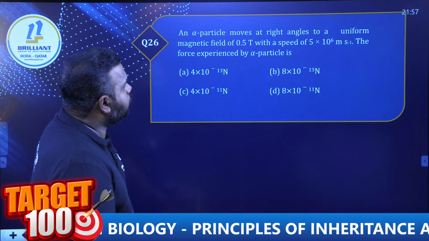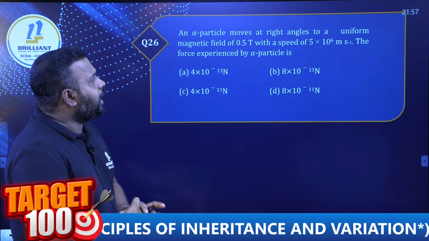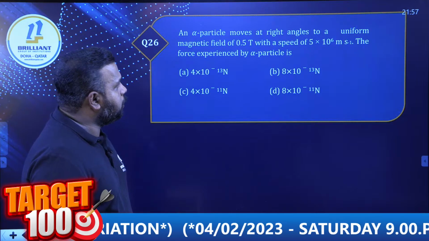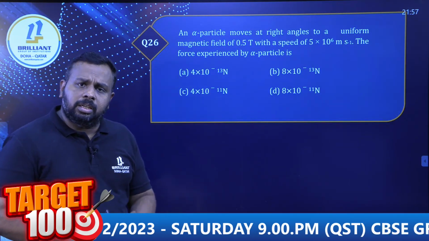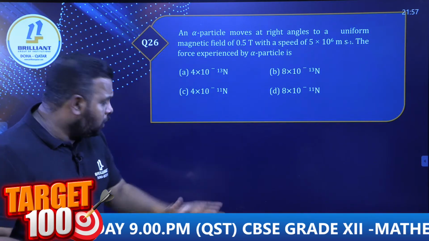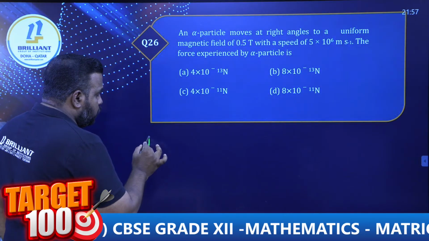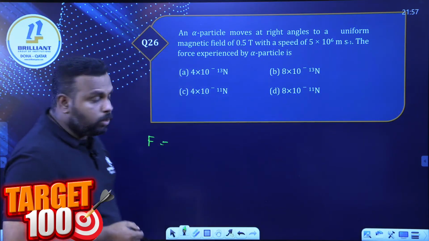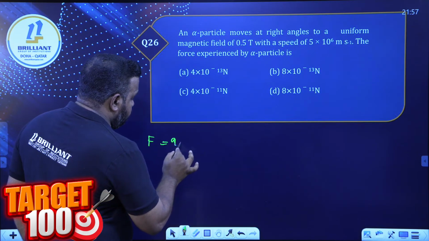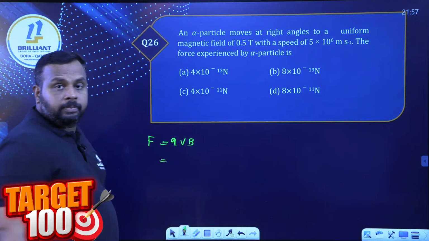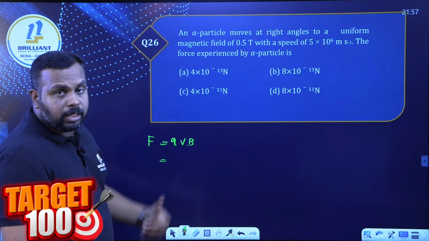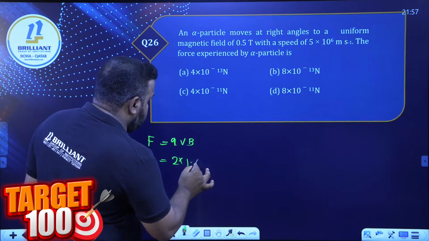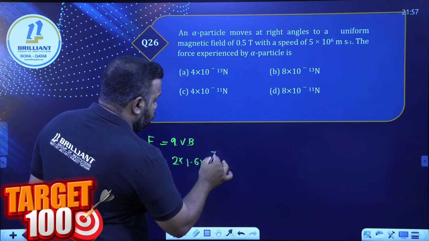Question number 26. An alpha particle moves at right angles to a uniform magnetic field of 0.5 Tesla with a speed of 5 into 10 raised to 6 meter per second. The force experienced by the alpha particle is a direct question. Lorentz force, direct application. Please do it quickly. Which formula can we use? Again, it is given that it is at right angle, so theta is equal to 90 degrees. So F is QVB. Q is the charge of the alpha particle, which is 2 times the charge of an electron: 2 into 1.6 into 10 to the power minus 19.